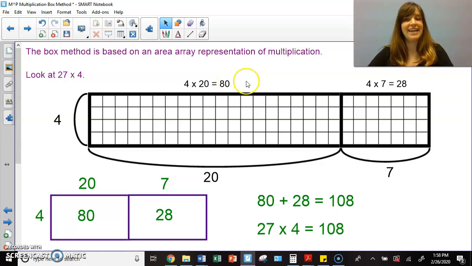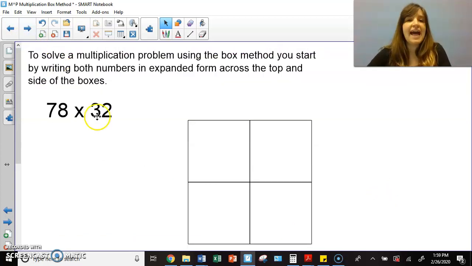So 4 times 20 is 80. 4 rows of 7 over here is 28. So if I set it up in my box method, I'd say 4 over here, and I'm multiplying 4 times 20, which is 80, and 4 times 7, which is 28, which is what we talked about up here. If I take the 80 squares inside here and the 7 squares inside over here, and I add them together, I get 108. So 27 times 4 is equal to 108. Let's go through that again.